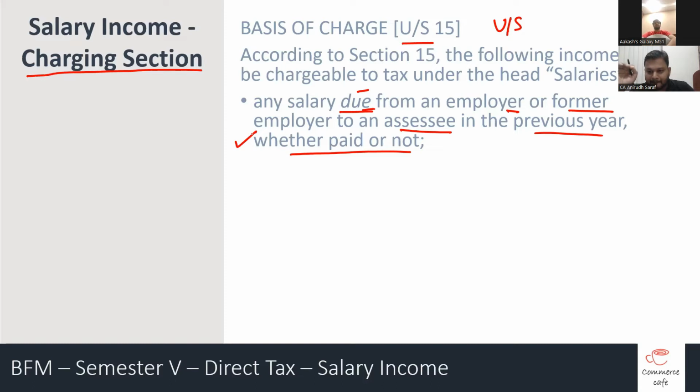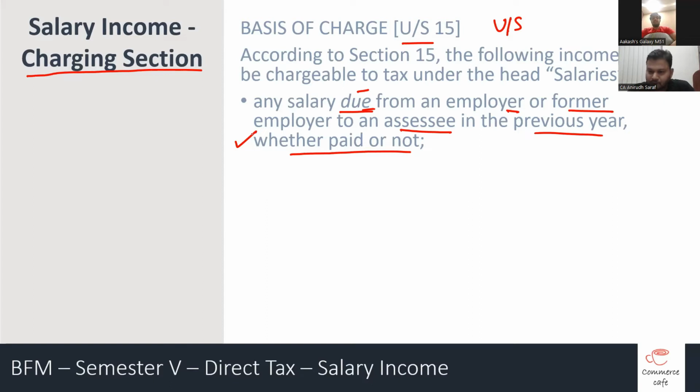It doesn't matter whether you receive the salary or not. I have not received the salary, but I have earned the salary. I have worked for 2 months, but for some reason the company has not paid me still. Even then, that income is considered an income of that previous year, and it is chargeable to tax under the head income from salaries. That is what I'm telling you. Payment is not the important criteria over here.